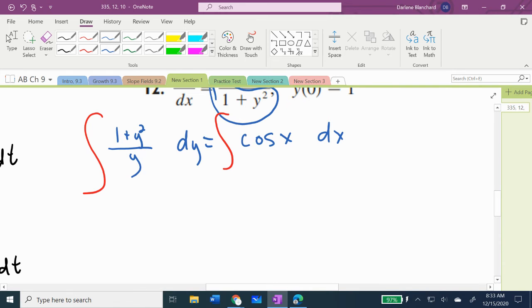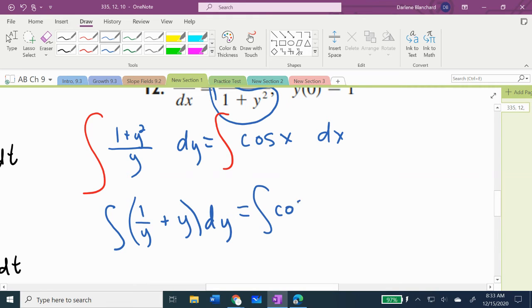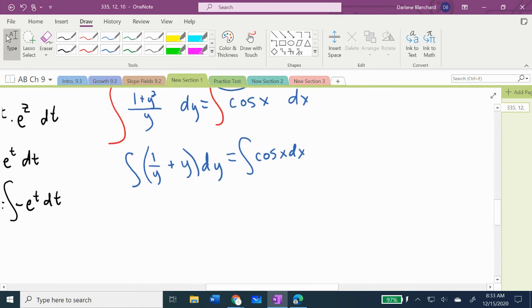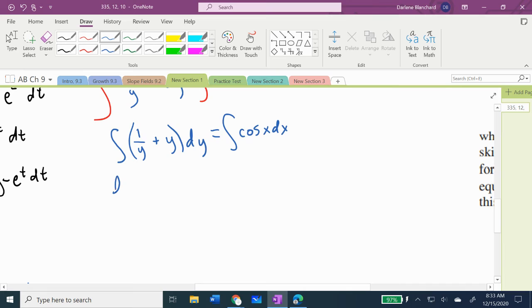To integrate, I cannot deal with division, so I need to distribute the division of the y, which gives me 1 over y plus y squared over y, which is y. And now everybody's ready for integration. Integral of 1 over y gives me the natural log of absolute y. And then integrating y, I get y squared over 2. Integral of cosine gives me positive sine x plus unknown constant.